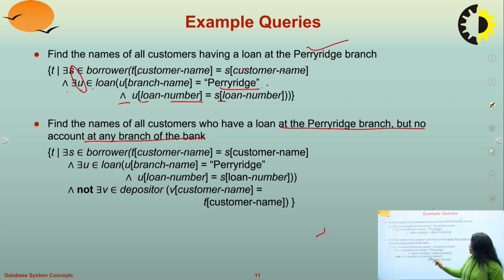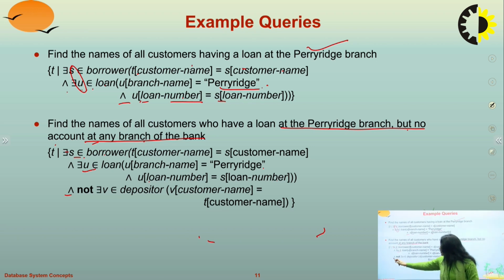Right? So here we will write the query in a similar fashion. There exists a tuple T where there exists S, element of borrower, and T customer name is equal to S customer name, and there exists U in the loan relation where U branch name is equal to Parallage and U loan number is equal to S loan number, exactly the same as I have explained to you. And the next condition: no account at any branch of the bank.